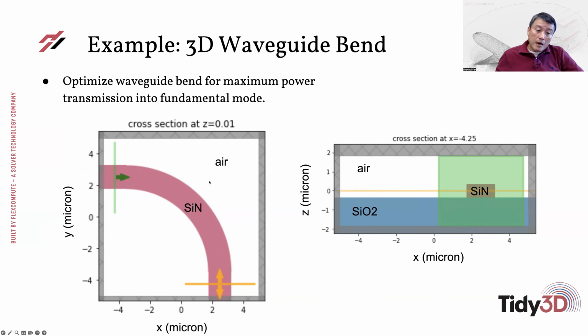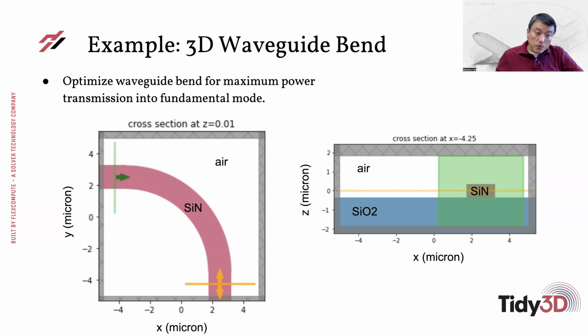And so on the left here is the top view of this device. So what we're trying to do is to construct a waveguide bend. Now, the width of this waveguide is chosen so that, in fact, this is a multimode waveguide.